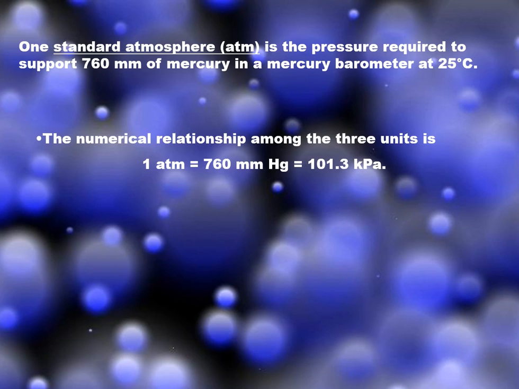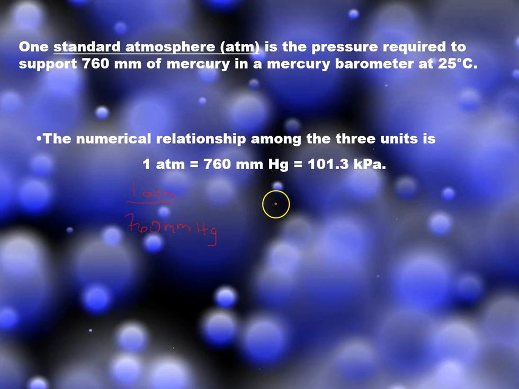So we have a numerical relationship. Take a look at this. One atmosphere is equal to 760 millimeters of mercury. This is an equality statement. An equality statement, way back in the beginning of the school year, sets up a conversion factor for us. So we can have one atmosphere over 760 millimeters of mercury. That allows us to convert between atmospheres and millimeters of mercury. Guess what we're going to be doing?